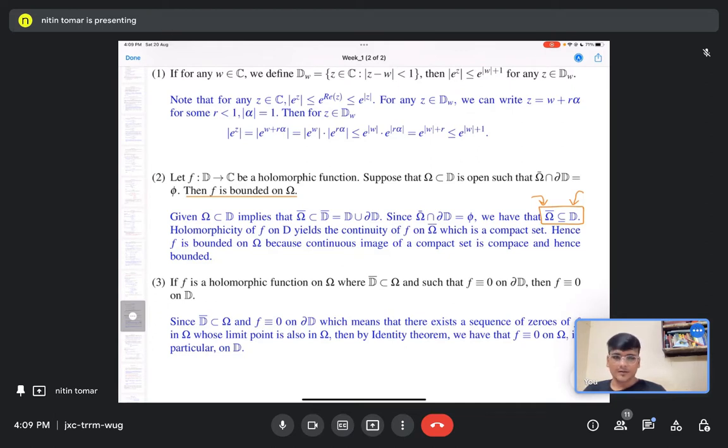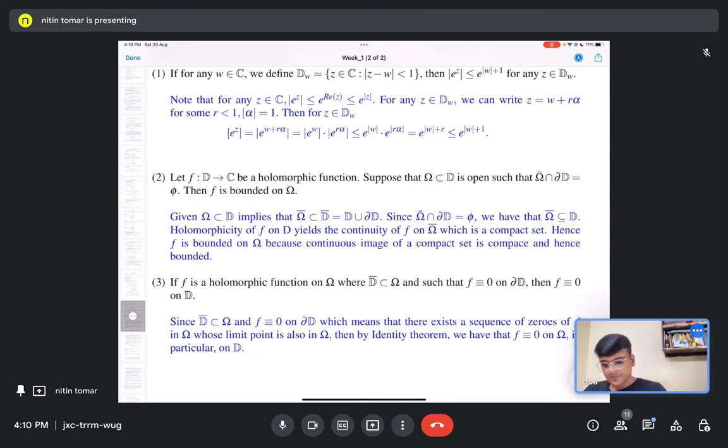And because we are taking the closure of omega, by definition, the closure is a closed set. So omega bar is a compact set. And we know the continuous image of a compact set is compact, hence bounded. So f of omega bar is bounded. So on omega it is automatically bounded, right? Because on omega bar it is bounded and omega is a subset of omega bar, therefore it has to be bounded on omega as well.